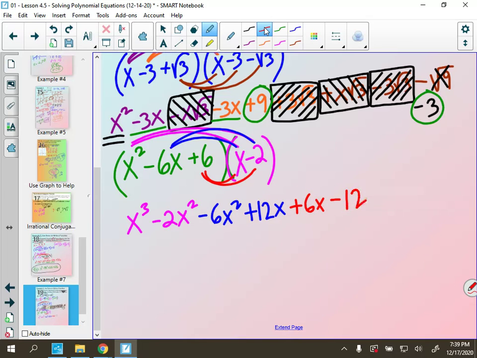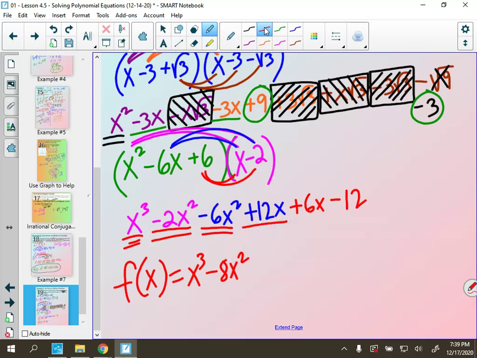Let's combine what needs to get combined. I'm going to start it here as f of x because I know that's what it's said to do. Call it f. X to the third. Nothing to combine with that, right? We're good. I've got a negative 2x squared and a negative 6x squared, so negative 8x squared. 12x and a 6x, so we're talking 18x. And last but not least, negative 12. Now there's a sigh of relief. There's a sigh of exhaustion.